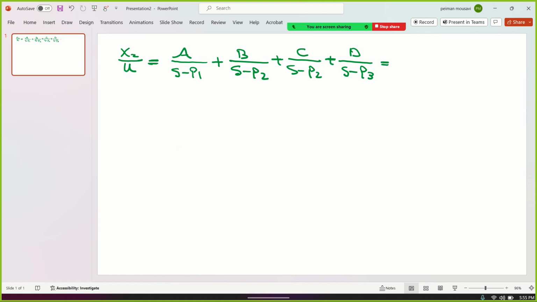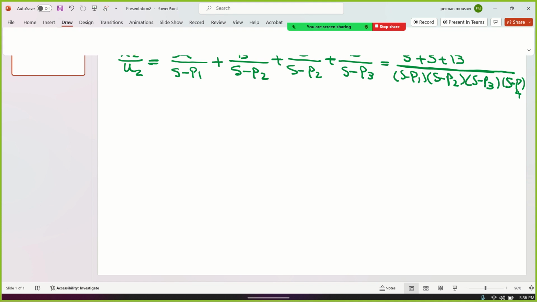This is equal to, let me show you. Can you read the original x2 over u for me? S squared in the denominator plus S plus 13, right? Divided by what? Now S minus P1, no, I don't need that. S minus P2, S minus P3. We were always doing it like this, remember? To decompose this. Yeah, exactly. So once we found the poles, we have to write this to go to the time domain, right? With the input of the U2.